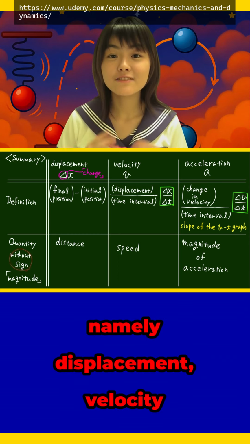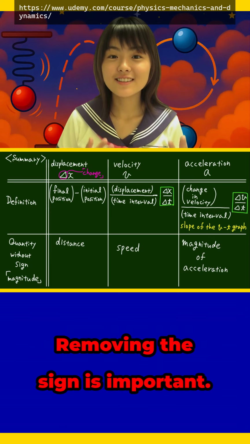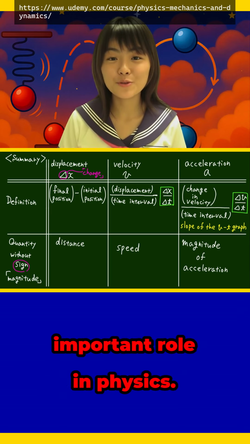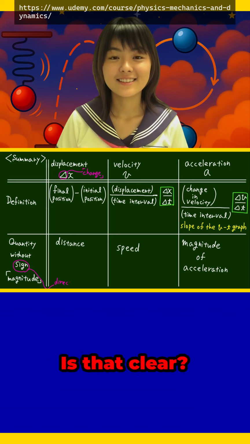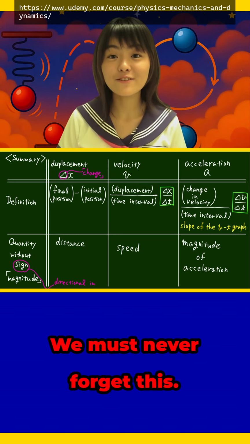And we call the quantity obtained by removing the sign from these quantities containing directional information, namely displacement, velocity, and acceleration, magnitude. Removing the sign is important. In other words, signs play a very important role in physics, and these signs represent direction. Is that clear? Signs represent direction. We must never forget this.